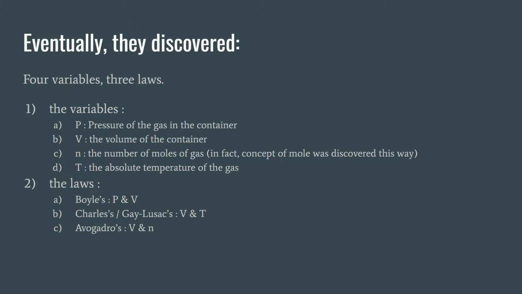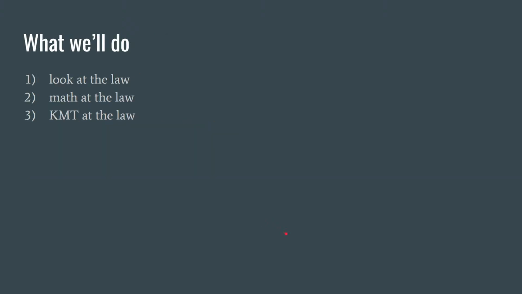The 3 laws they discovered were Boyle's law, pressure and volume, Charles's law, also known as Gay-Lussac's law, volume and temperature, and Avogadro's law, volume and moles. So, what we're going to do is look at the law, do a little practice math problems with the law, and then use kinetic molecular theory to explain the law.